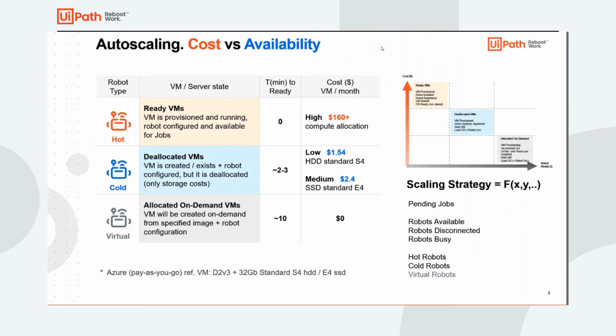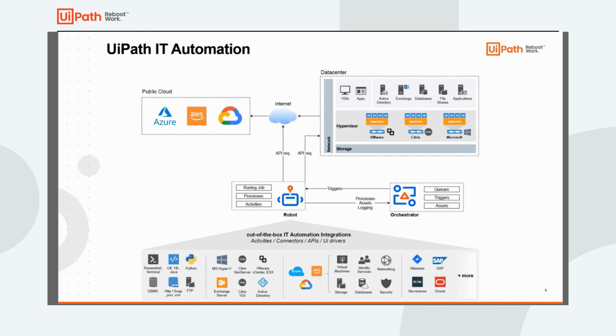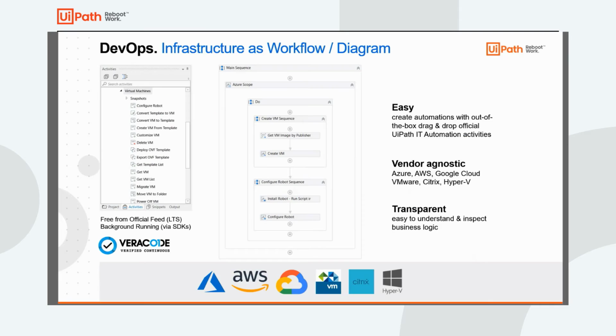Besides helping you with the dynamic allocation based on the test case jobs load, it can also help you keep costs low with your RPA robots deployment, since you're only using the virtual machines, the robot servers, when there is demand for them. The solution is actually powered by the UiPath IT automation official activities that enable us to automate all areas of our IT ecosystem. They are freely available on our official feed, background running, and very secure.